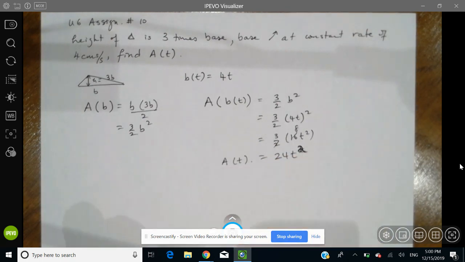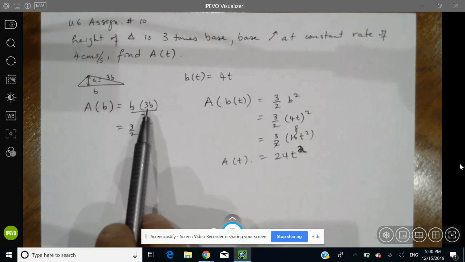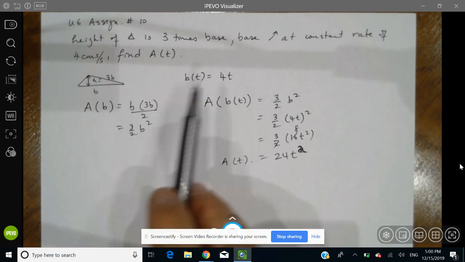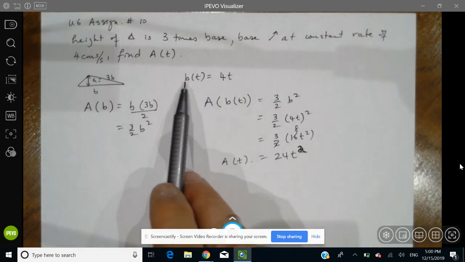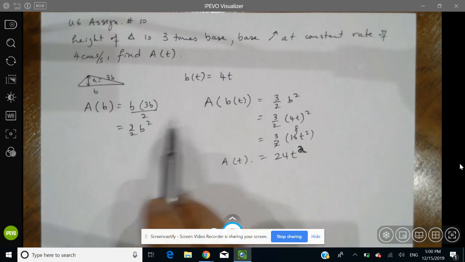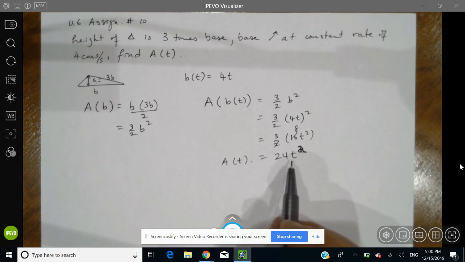So just to recap here, step 1 was to realize that I could write area in terms of the variable b, which represents the base. The height didn't need to come into play, or it came into play, but it depended on b. Then from there, I figured out that I could write the length of the base with respect to time, and then I used the composite function to write area directly with respect to time. Okay, that's it for this one.